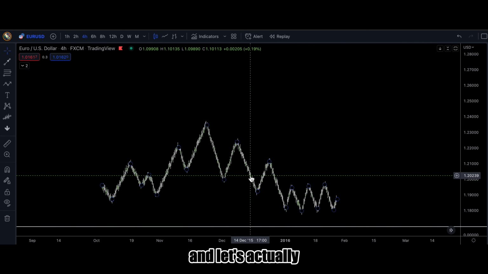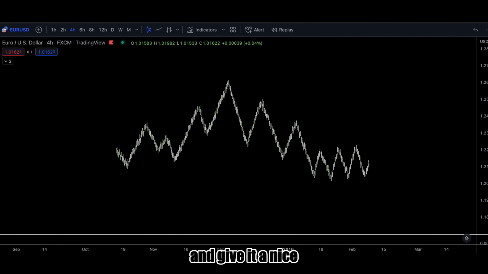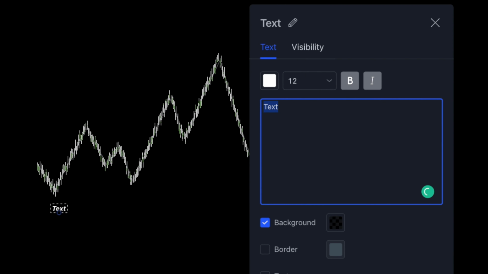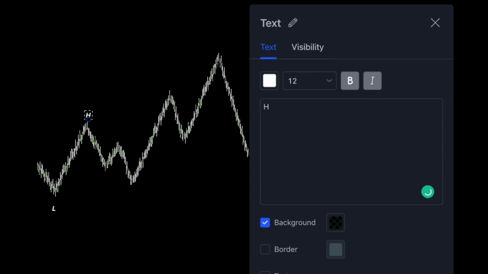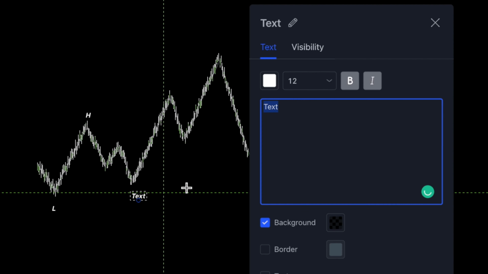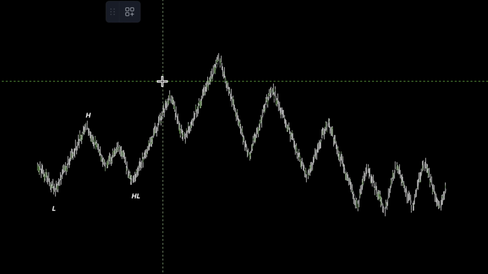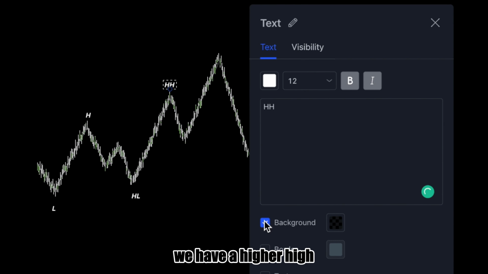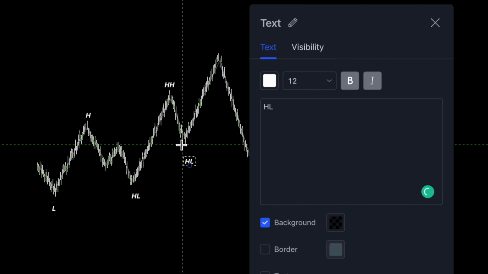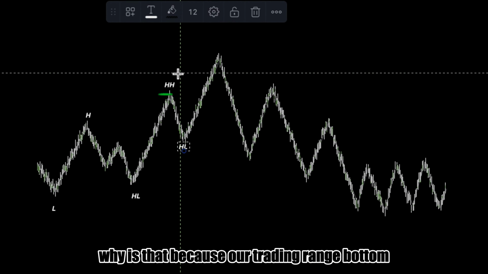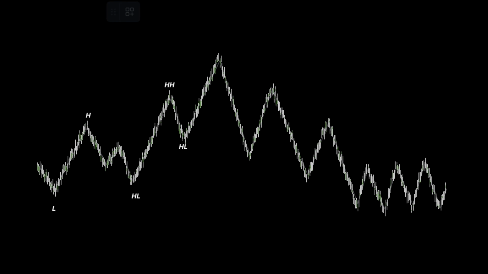Now let's go through and actually identify these and continue to break this down a little bit better, give you guys the ability to take a nice little screenshot, right? So come in here, this template, we got a low, we got a high, we have a higher low, we have a higher high. We do have a higher low. Why is that? Because our trading range bottom or trading range top was broke from that point, giving us a higher high.